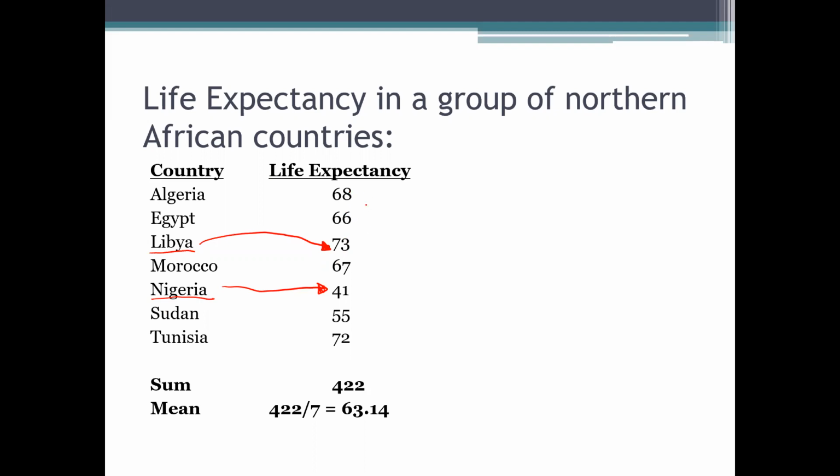If you were to just say, what's the average life expectancy? I'm just going to put LE for life expectancy. You just sum up these 7 values, you get 422, you divide by 7, and this would be the mean life expectancy. So this is what's called an arithmetic mean, where you're just calculating with each value having a weight of 1. But now let me give you an extra piece of information here.